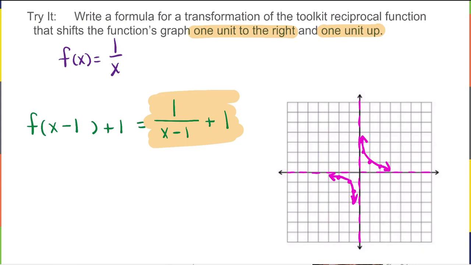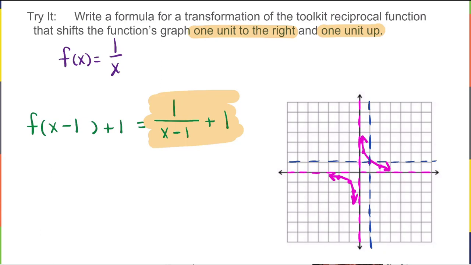Now, we're shifting, so let's shift, and we'll do blue. Okay, so I'm going to take one point here. Actually, before we do that, let's shift the lines. We're going to shift the vertical asymptote one to the right. So now that's here. It's not going to cross there. And we're going to shift the horizontal asymptote one up. So the vertical shifts one to the right, and the horizontal shifts one up.